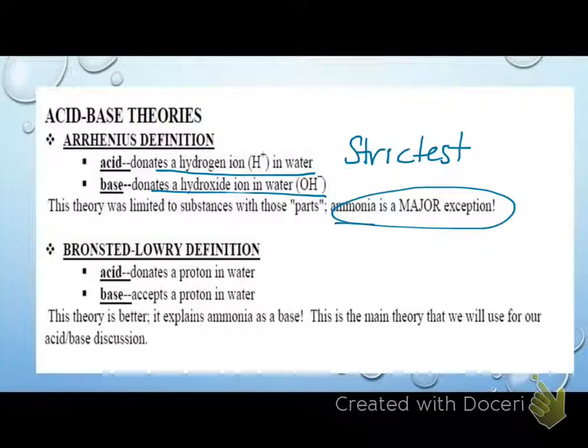Okay. So the Bronsted-Lowry definition is going to be the most common definition that we'll use, and it's going to be the one that we deal with the most. It's the one that says that the acid donates the proton and the base accepts the proton. This theory is better. It explains ammonia as a base, which we clearly know that it is, and it's the main theory that we're going to use for our acid-base discussion.